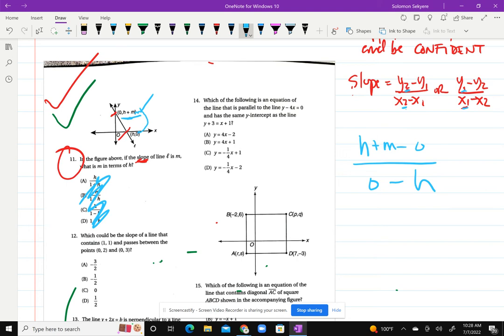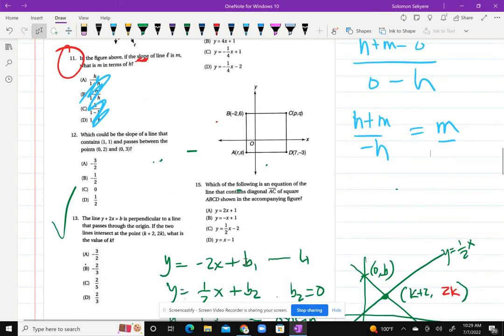This is my expression for the slope: h plus m over negative h. We've been told that this is also equal to m. Don't get confused, just follow what you've been told. I know there is an m here already as part of the y coordinate, and we've also been told that it's equal to m. Just go with it step by step.